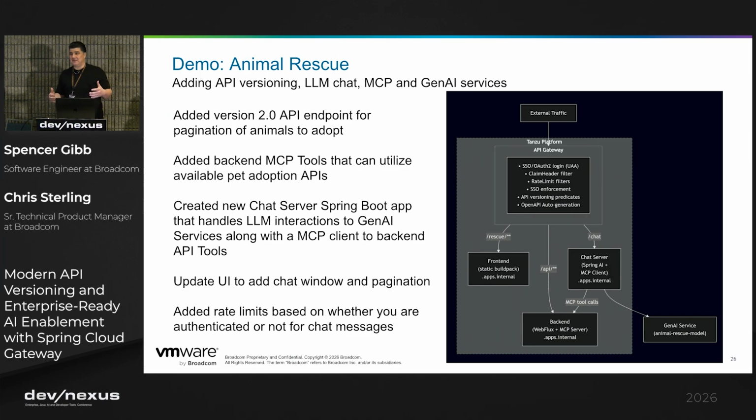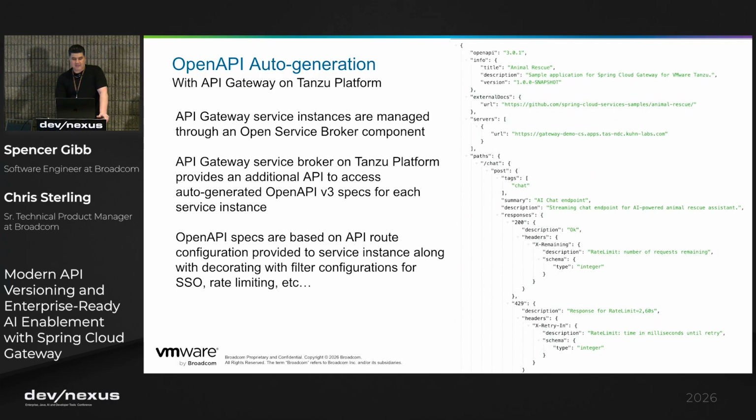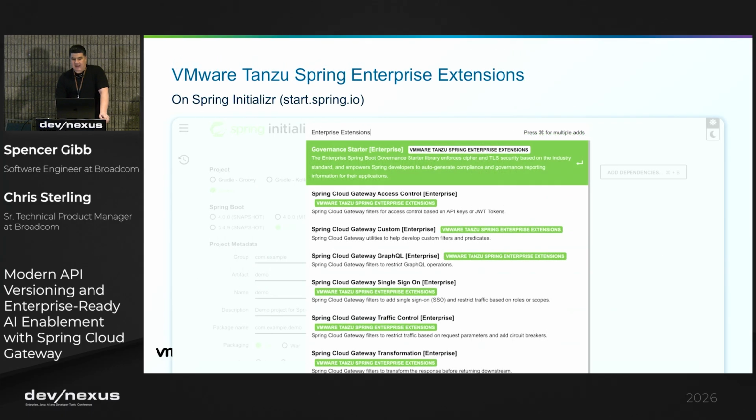I did this all with Cursor. It was a lot of fun. I had a lot of fun coding this. I don't get to focus as much on coding as I used to. And I added these interesting rate limits based upon authentication. And I did a lot of that through configuration. And ultimately, I'm able to auto-generate the OpenAPI spec from my API gateway, which is an aggregation of multiple application APIs, right? And it added all those decorations around SSO and rate limiting automatically for me into that spec.